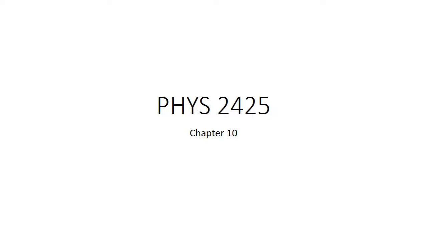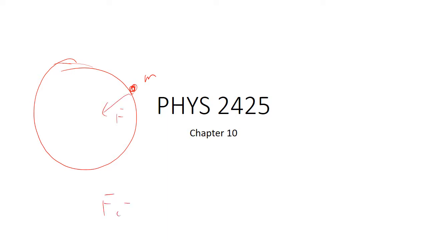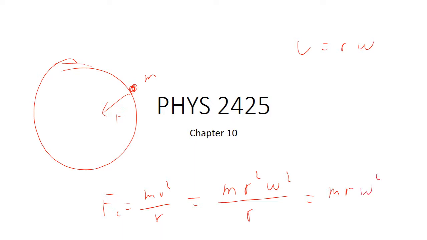So let's imagine we have an object going around in a circle. Okay, so it's got some mass m. Now we know that there's a force on it that makes it go around, centripetal force, and that's going to be mv squared over r. Well, we know that v equals r omega, so this could be m r squared omega squared over r, or mr omega squared. But let's remember this form right here for just a second.